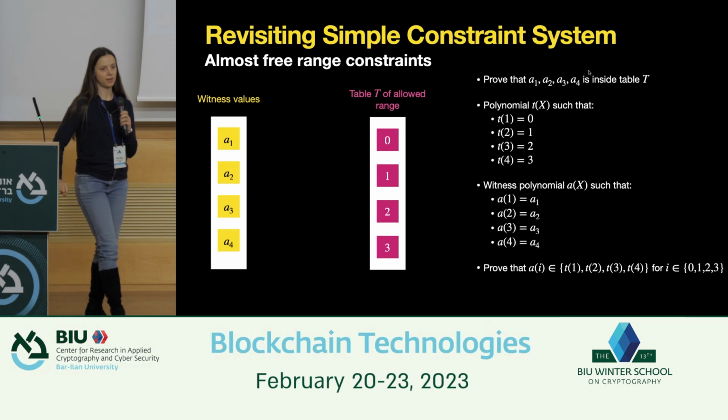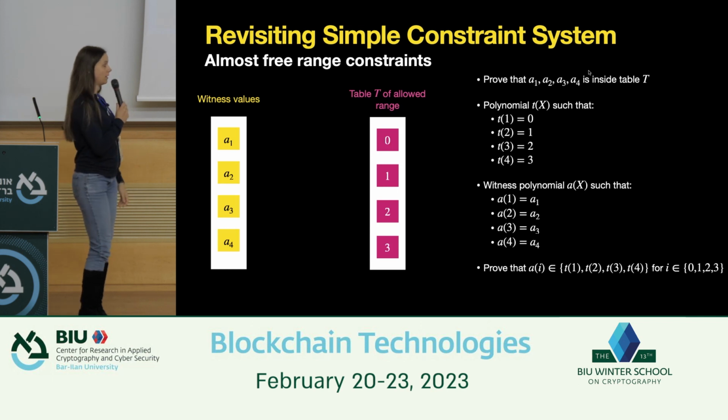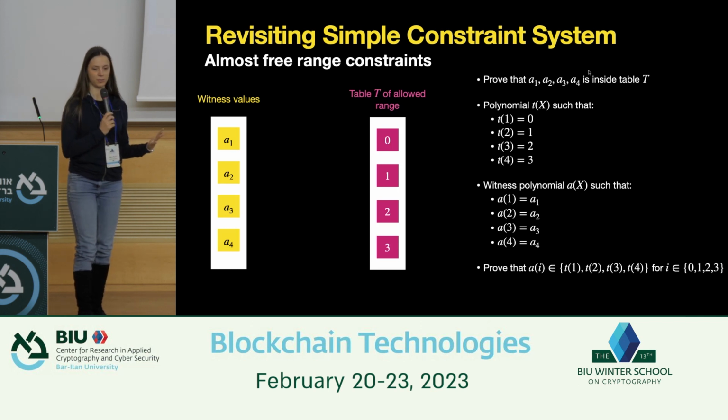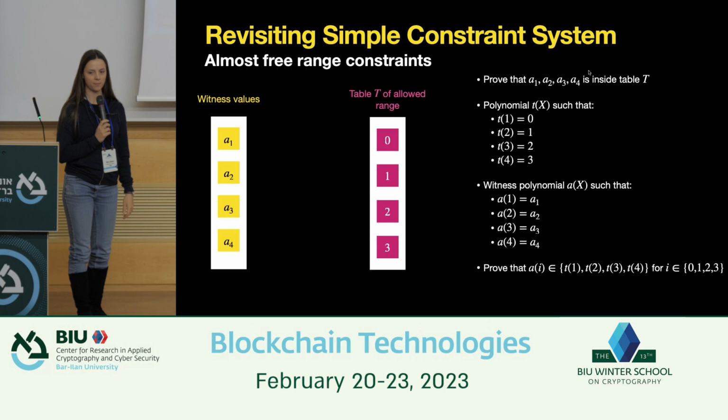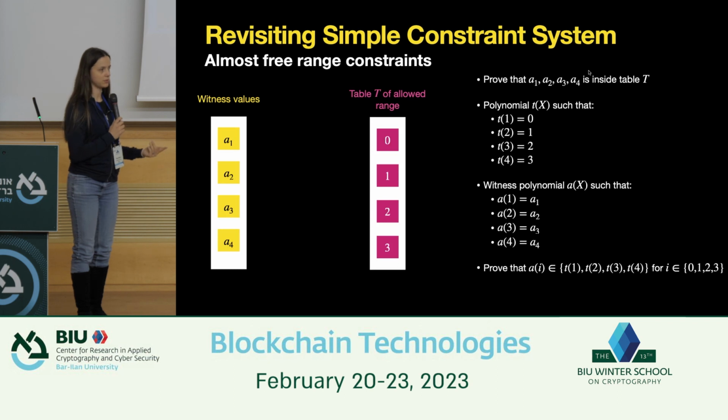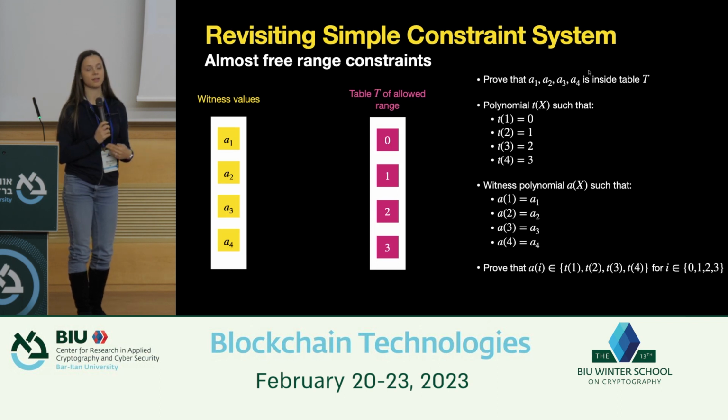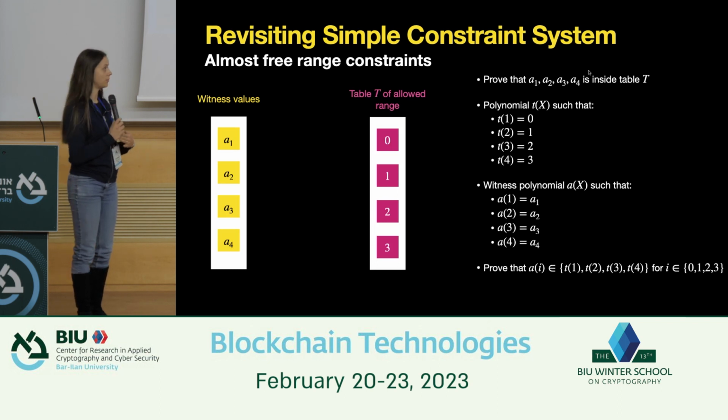Of course, we're not just working with one value x, we're working with an entire witness. We would be saying that we have our witness polynomial a(x), which evaluates to our actual witness points, a1, a2, a3, a4, at 1, 2, 3, 4. And we then want it to be the case that a1 is range constrained, and a2 is range constrained, and a3 is range constrained, and a4 is range constrained. So all of those values should exist somewhere in this table.